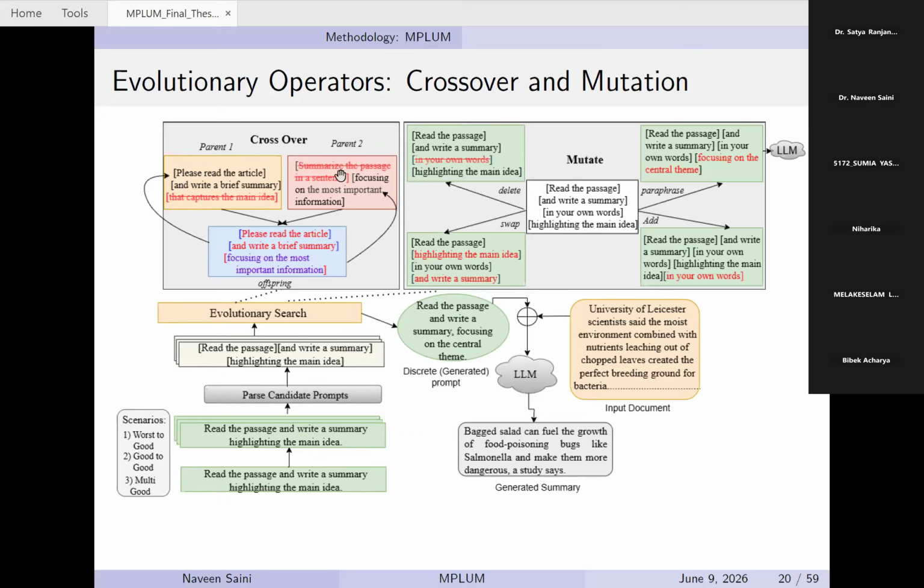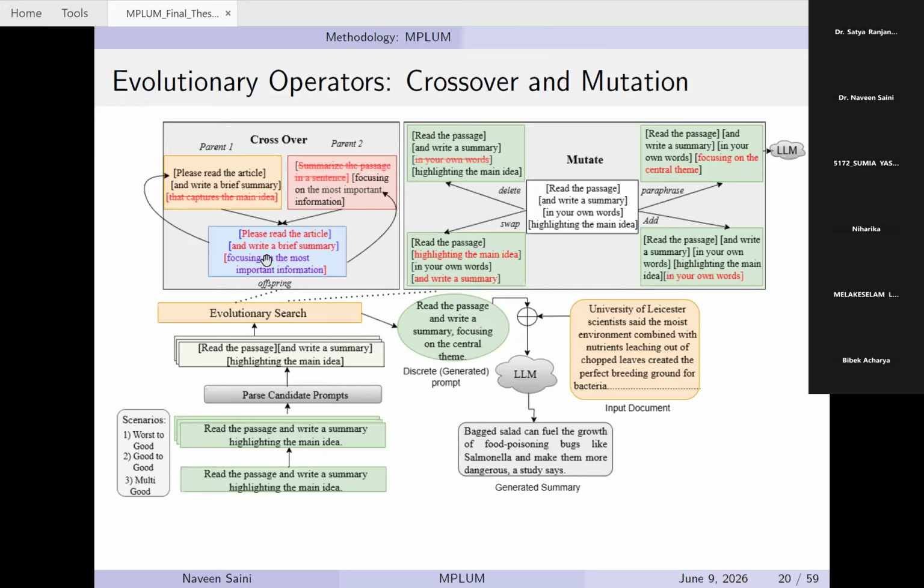Similarly, parent 2 is there. Now, how do we perform the crossover? Crossover is the exchange of genes. Here we are considering each chunk as one gene. After performing the crossover, only the black line comes as the new children, or you can say offspring. Please read the article and write a brief summary focusing on the most important information. So this is the offspring.